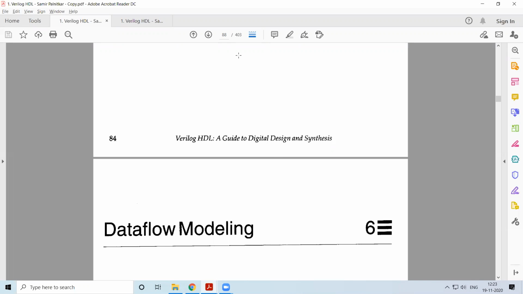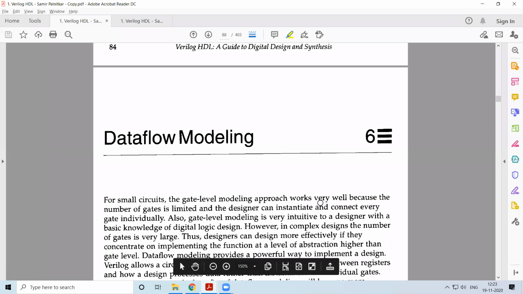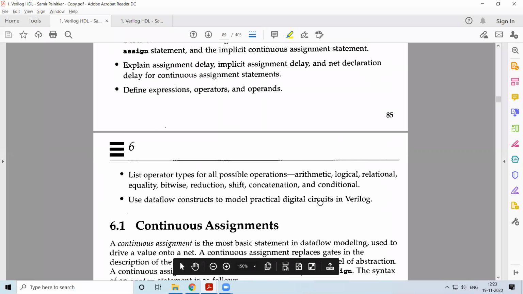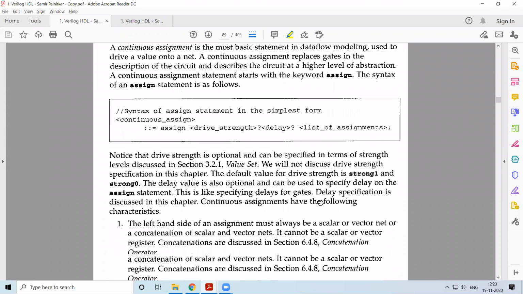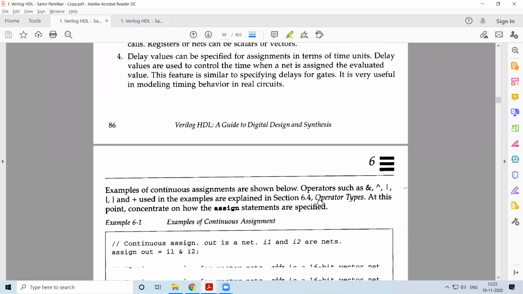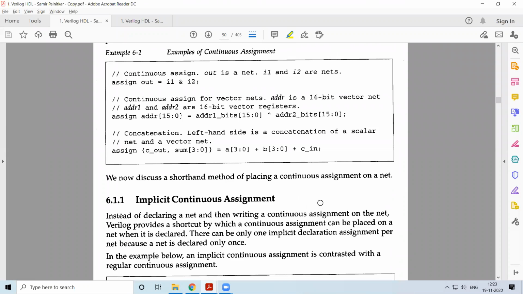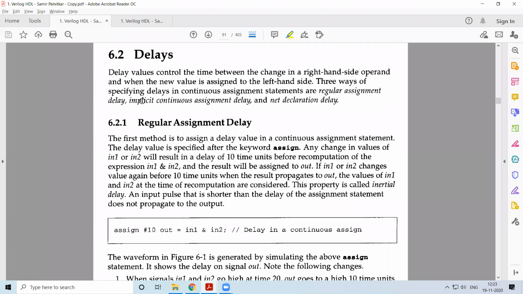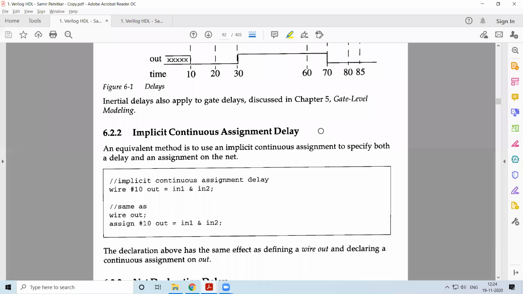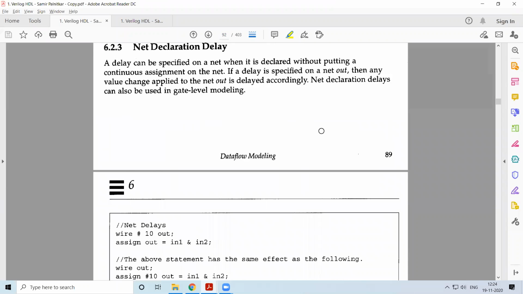So in the previous session, we started off with the discussion related to data flow modeling, in which we discussed what is meant by continuous assignment, how it is achieved in Verilog HDL, then what are the different assignments which are present, that is implicit continuous assignment. Then apart from this, we discussed regarding delays. There are three types: regular assignment delay, implicit assignment delay, and net declaration delay.